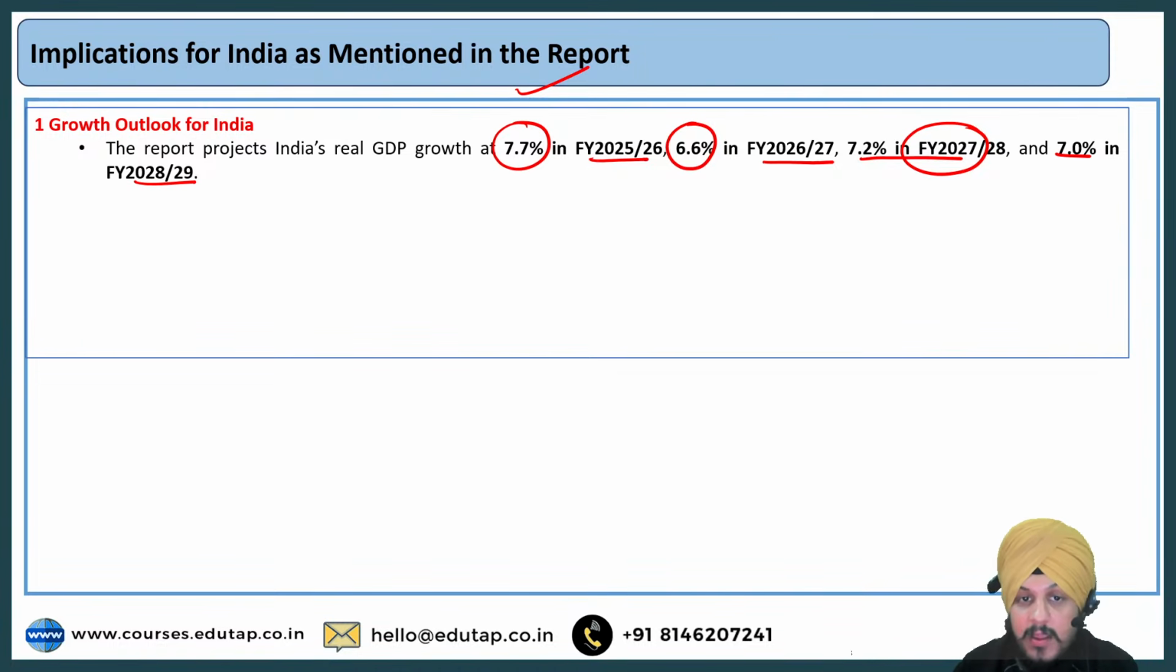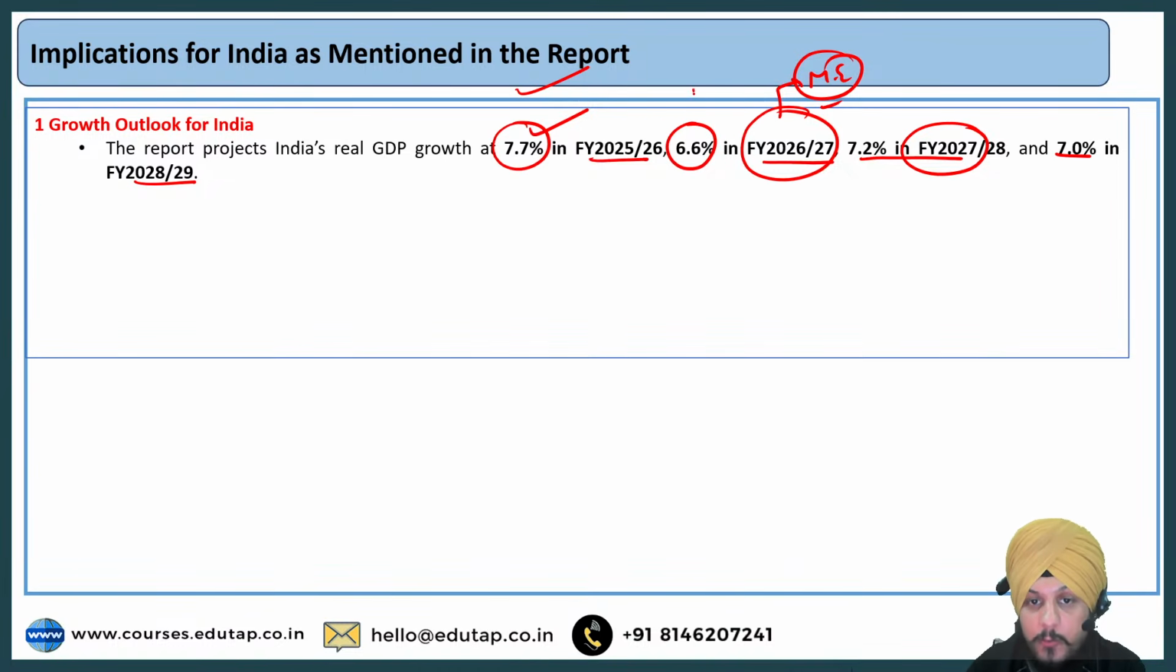What does it mean? It basically means that in 2025-26 the projection was 7.7%, but this year, because of the obvious reasons that we have discussed earlier, that is the Middle East disruption and the conflict, the projections have also fallen down. So it is 6.6% right now.